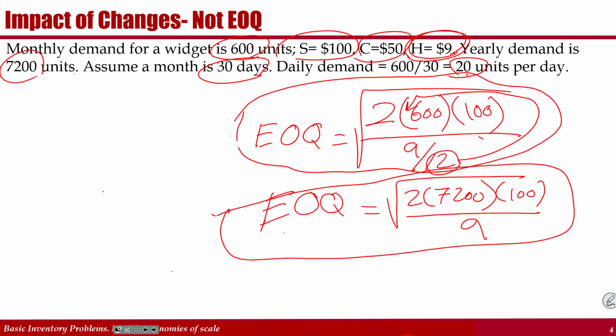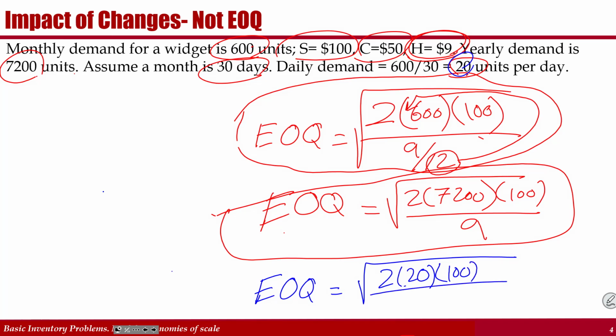On the same logic, I can also write EOQ equal to square root of 2D20 times 20 times S, which is 100. The only thing I should do, here I cannot put H per unit per year. I cannot put H per unit per month. I should put H per unit per day. And that is 9 divided by, in this case, because we have assumed 12 months and each month 30 days, so I should divide 9 by 360. All of them lead to the same EOQ.